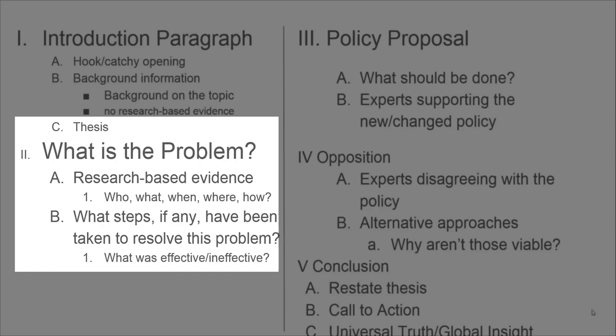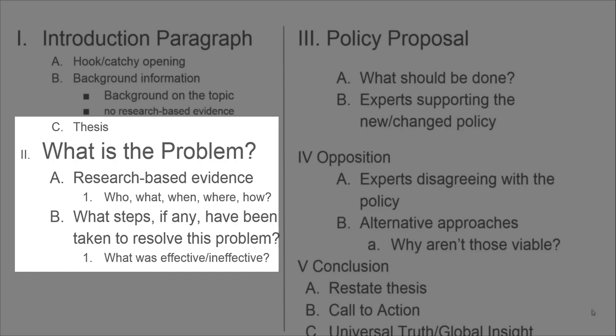When did the problem occur? When did the problem begin? Has it been a problem that's affected the United States since the time of the American Revolution? Is it a contemporary problem? Did it start in the 1950s? Did it start in the 21st century? Who is it affecting? Is it affecting everybody, a minority group, a specific group?